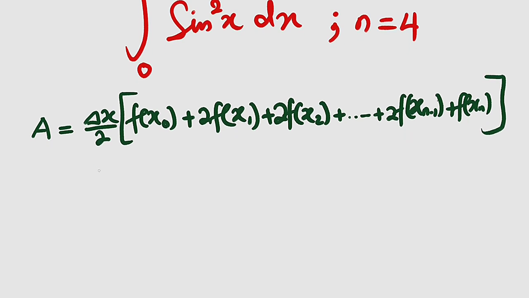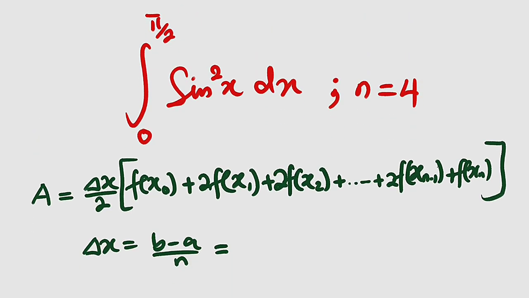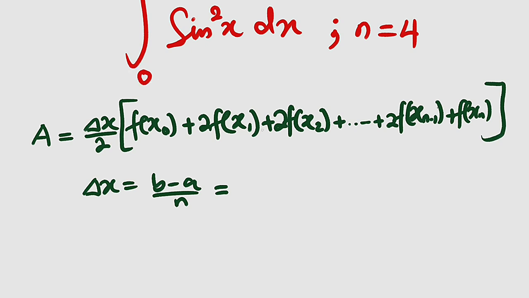Let's start by finding delta x. Delta x is equal to b minus a divided by n. B is the upper limit, which is pi over 2, and a is the lower limit, which is 0. So we have pi over 2 minus 0 divided by n, which is given as 4, right? Then pi over 2 minus 0 is still pi over 2. If you divide that by 4, you have pi over 8. Therefore, the width, the base of every single trapezoid, is pi over 8.